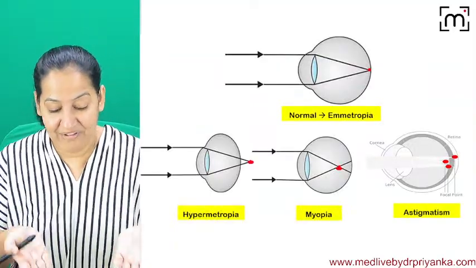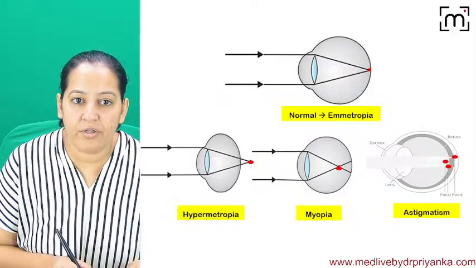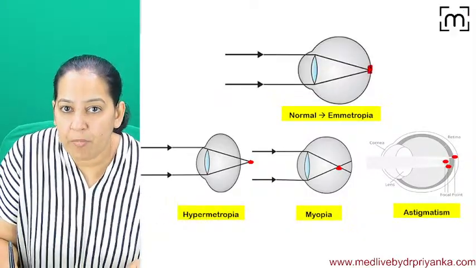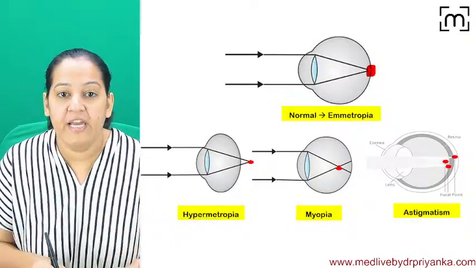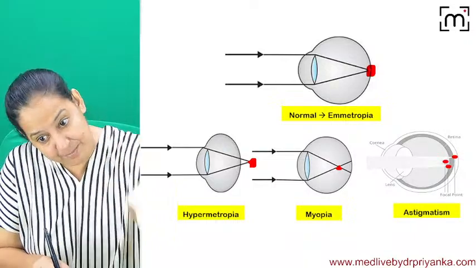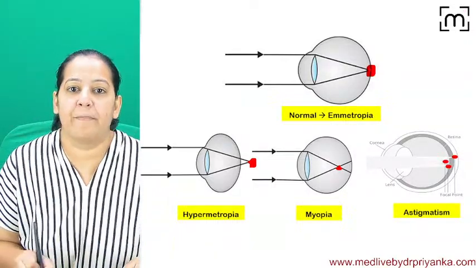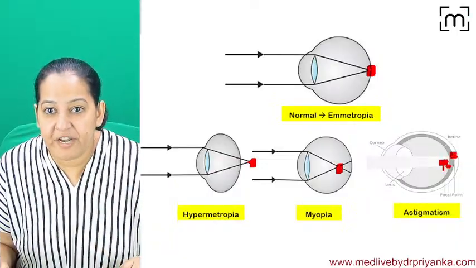Do you want the videos of these 3? So what we have learned till now, you see the red dot. If the image is formed on the retina, it's Emmetropia. That is normal. If it is beyond the retina, it's hypermetropia. In front of the retina, it is myopia. And if it is in different meridians, it is astigmatism. You got it? Now I will show you these 3 videos one by one.